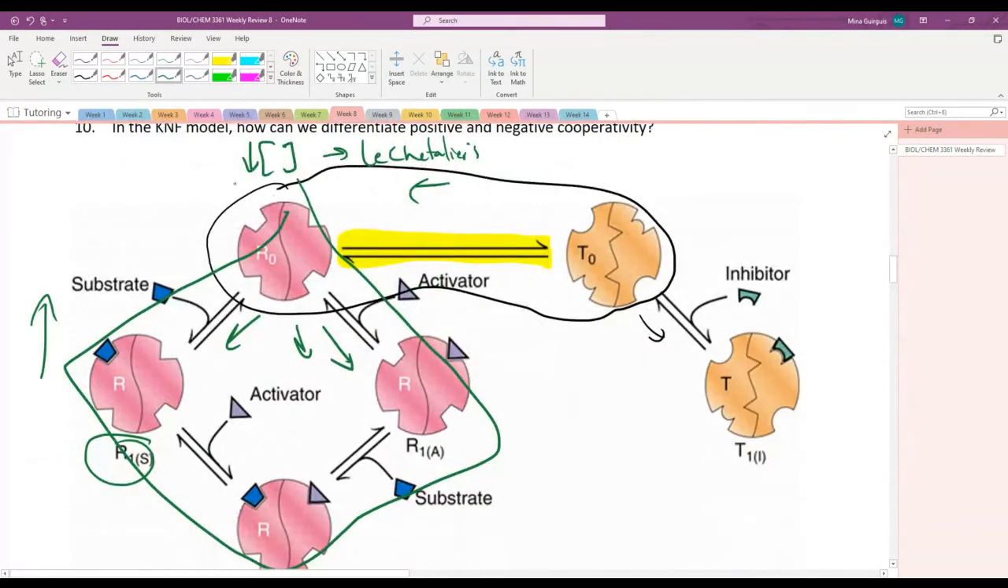Now let's talk about number 9. How does an inhibitor affect things? I'll switch to red so that we can talk about the inhibitor.